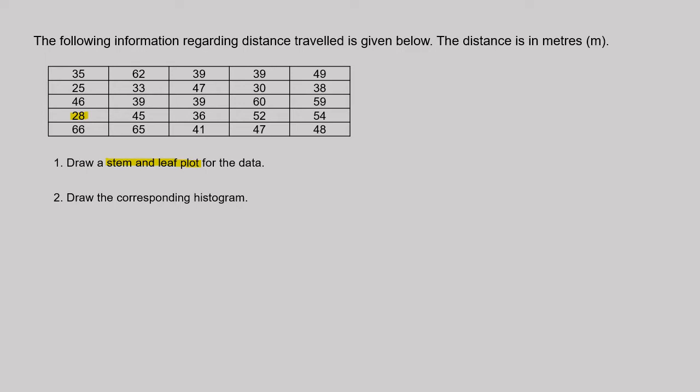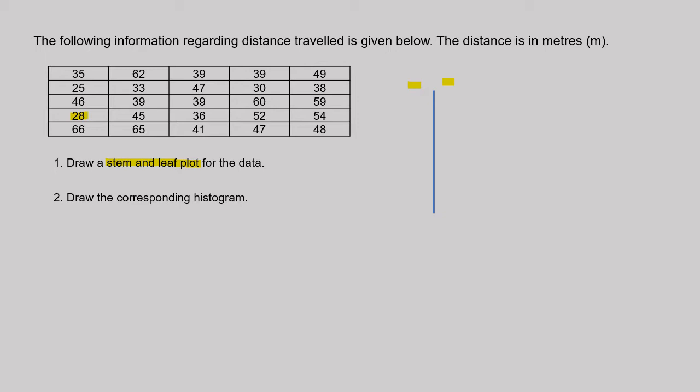In order to draw a stem and leaf plot, I first start off by drawing a vertical line. On this side is going to be my stem, and on this side is going to be the leaf. Now, I do this twice. The first time, it's an unordered stem and leaf plot.